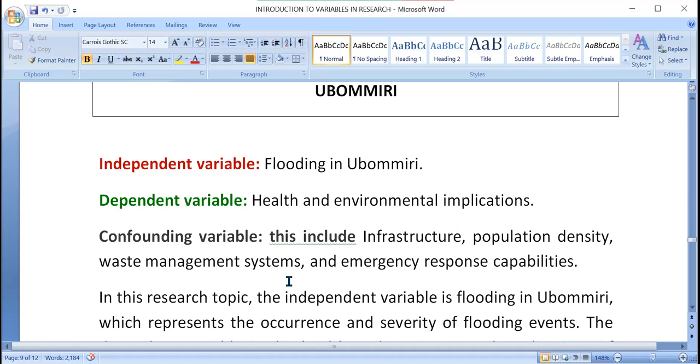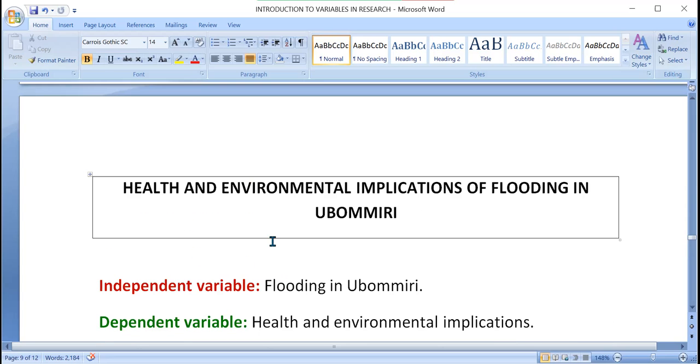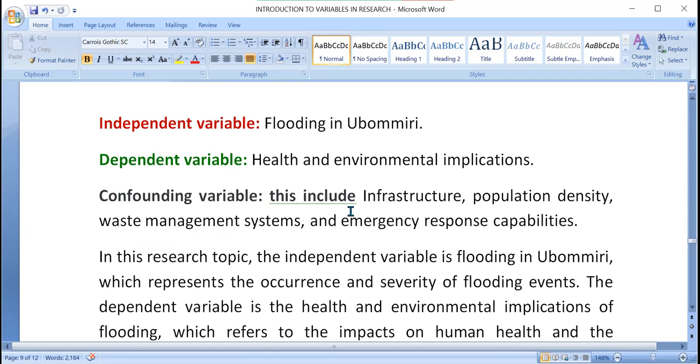So therefore, for us to conclude on the relationship between flooding and its implication on health and environment, we must control for waste management. We must control for waste management. Are these people actually having a good waste management system, or are they not? How do we remove good waste management system and bad waste management system for us to establish that there's a relationship between flooding and health and environmental implications?